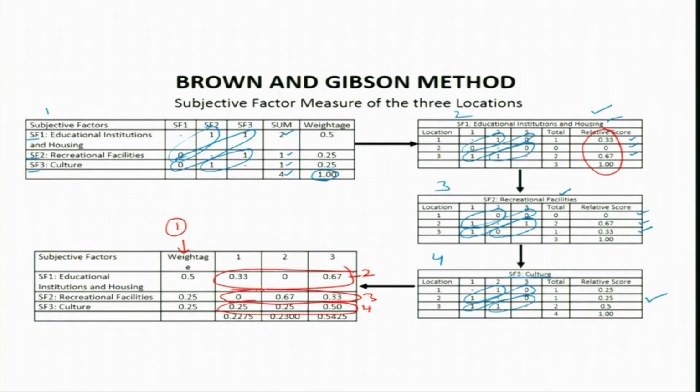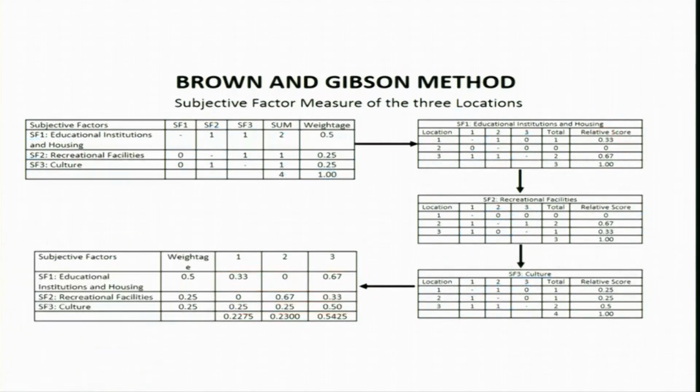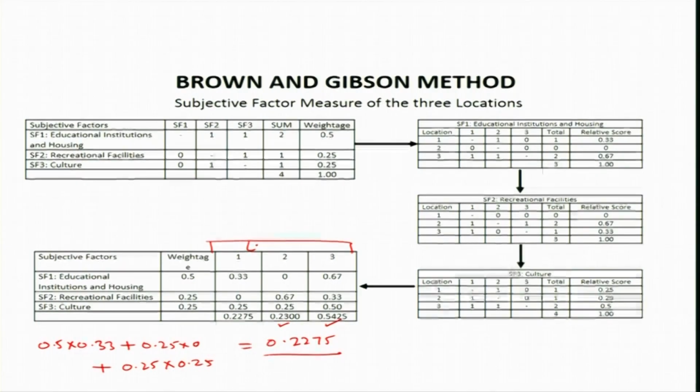Let me erase all this ink from the screen. Now, how to get this number? 0.2275: we get it by 0.5 into 0.33 plus 0.25 into 0 plus 0.25 into 0.25, and that gives us 0.2275. Similarly for location 2, similarly for location 3. So, these are my location alternatives.